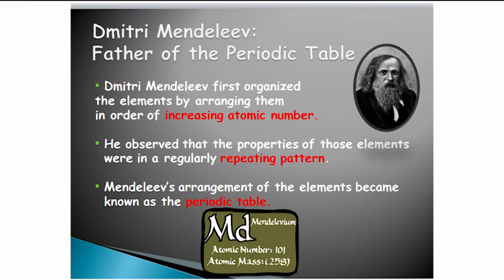In front of me, a picture of the scientist Dmitri Mendeleev. He first organized the elements by arranging them in order of increasing atomic number. He observed that the properties of those elements were in a regularly repeating pattern. As we go from one row to another, the same properties are repeating. Accordingly, elements with similar properties are positioned under each other.